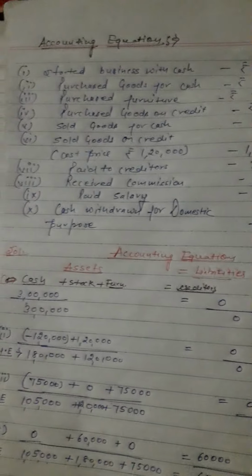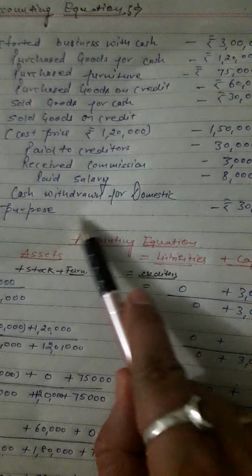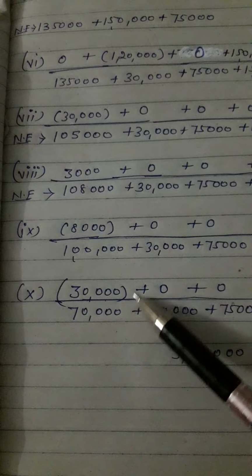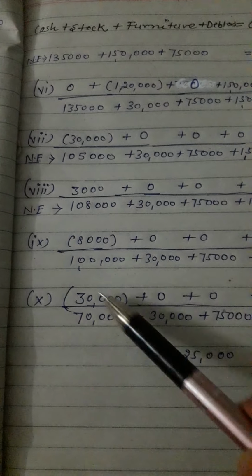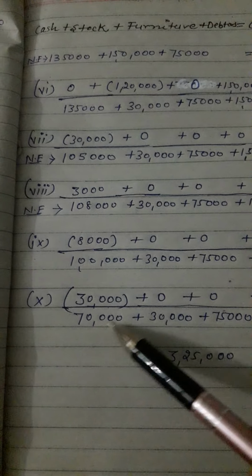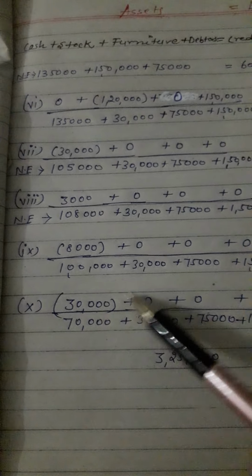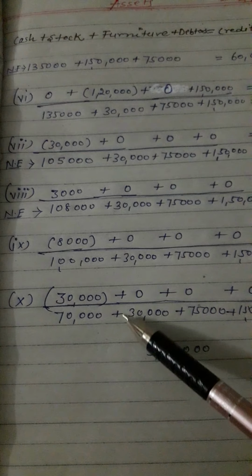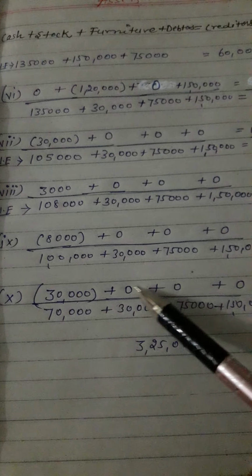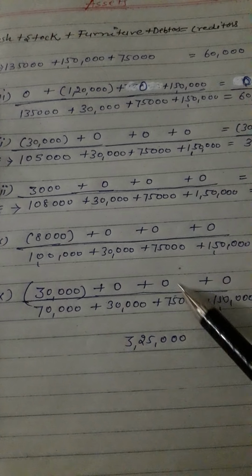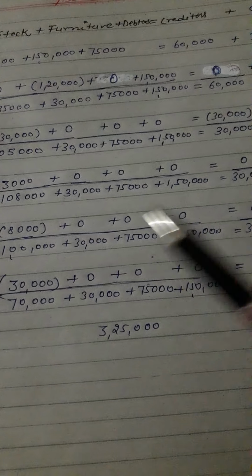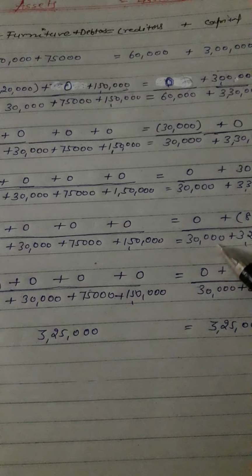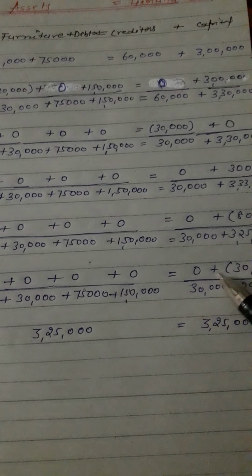Now come to the next one, cash withdrawal for domestic purpose. The owner withdraws cash from the business for his domestic reasons. So it's drawings, and cash will decrease. So 1 lakh less 30,000. Now the cash balance will become 70,000. No impact on stock; the stock balance remains the same, 30,000. Furniture balance also remains the same, 75,000. Debtors also remain the same, 1,50,000. And creditors also remain the same, 30,000.